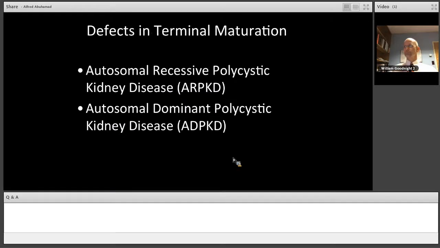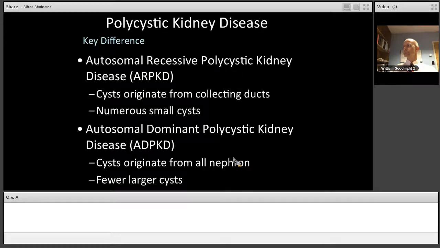So these are the two defects in terminal maturation. Here the kidneys have formed, but there are issues related to some of the genes that resulted in abnormal maturation of the kidney. There are two important ones, autosomal recessive polycystic kidney disease and autosomal dominant polycystic kidney disease. How do you differentiate between the two?